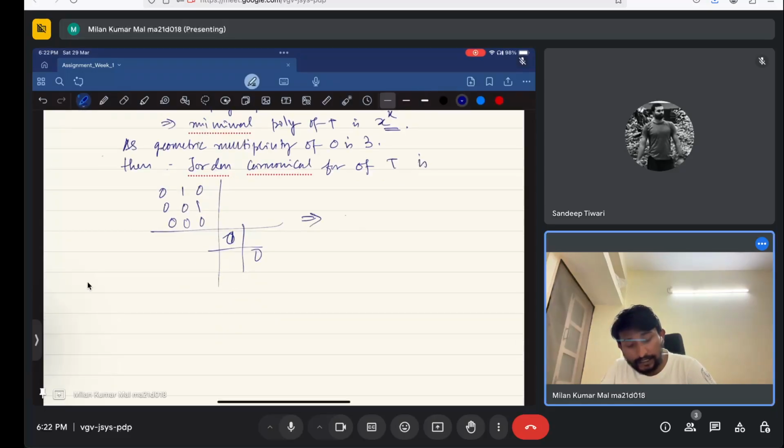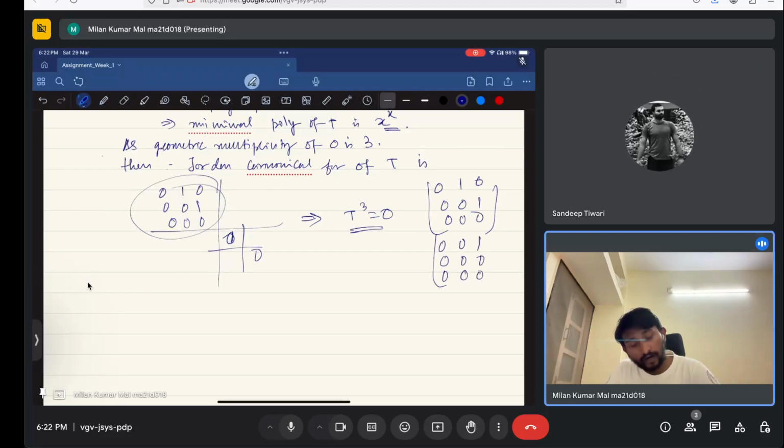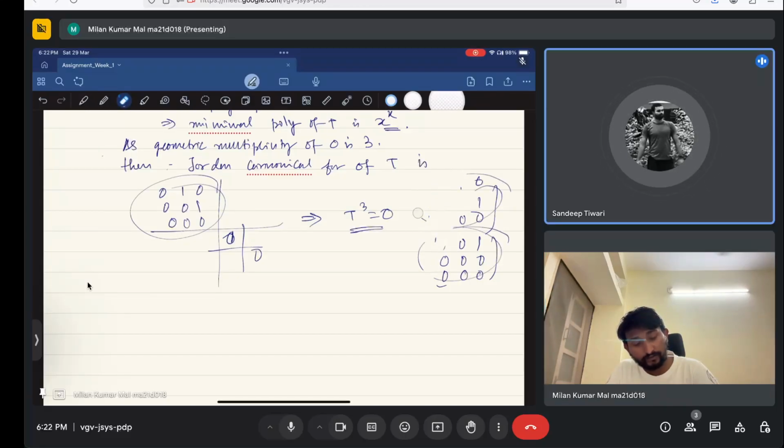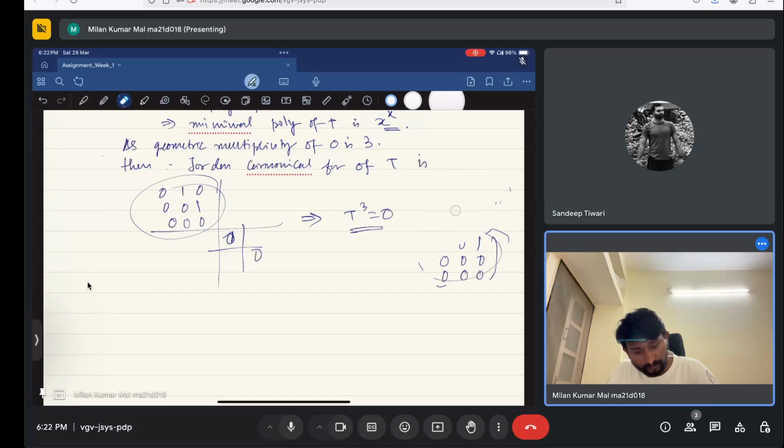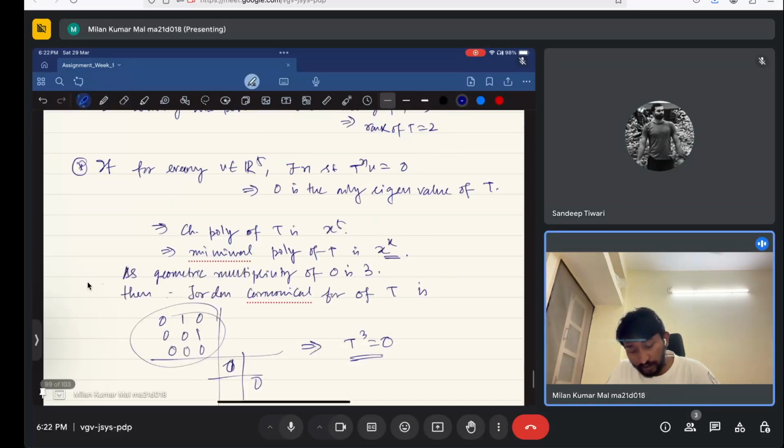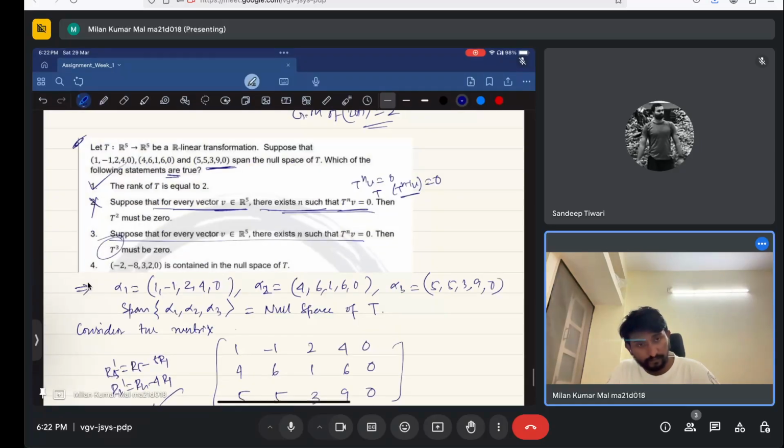So that gives that T cubed equals 0, because this matrix will be 0 if you multiply it three times. This type of matrix is very interesting. If you square it, you will get 0, 0, 1. It is something like pushing the one, and after that, if you multiply again, then this will vanish. The entries will go to the upper side. So T cubed equals 0. So therefore, obviously 2 is false and 3 is true, right?